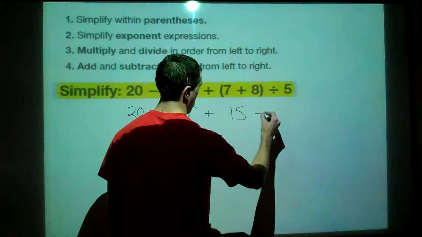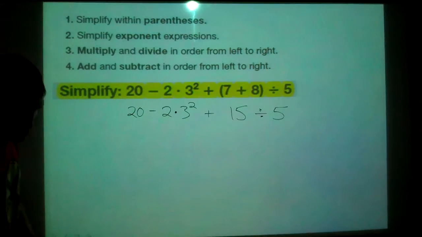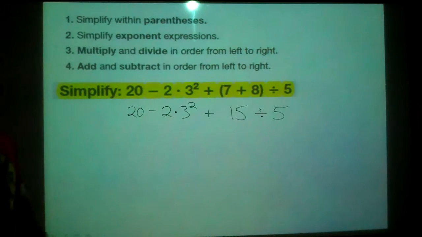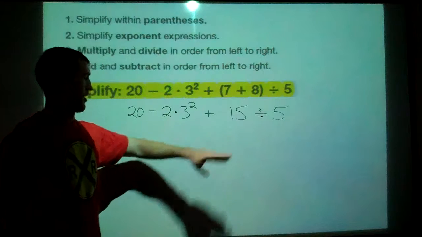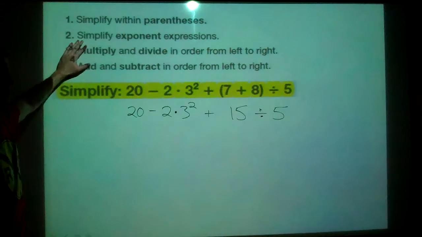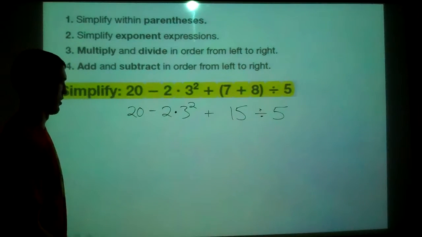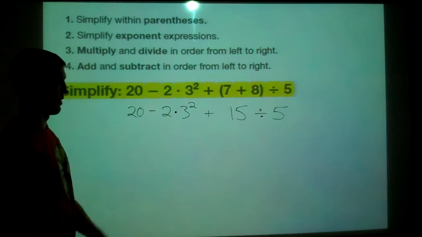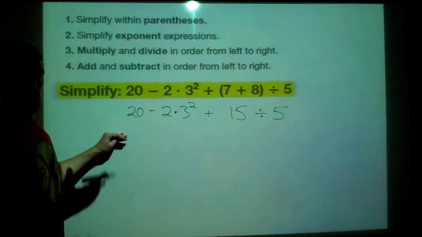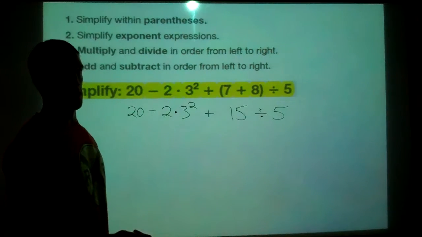divided by 5. Alright. So, we simplified what was inside the parentheses, turn that into 15, and now we have no more parentheses left, so we can go down to the next level here, which is simplify an exponent expression. And we do have one exponent here. So once again, I'm going to rewrite everything. And you'll find out that if you're organized like this and move down and do things vertically, it makes things a lot easier than just trying to figure out in your head or typing it all into a calculator.